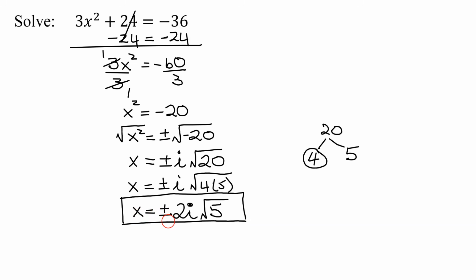x equals plus or minus 2i times the square root of 5. Notice the plus or minus indicates two solutions. If you're asked to write the two solutions out individually, you'd get x equals 2i times the square root of 5 and x equals negative 2i times the square root of 5.